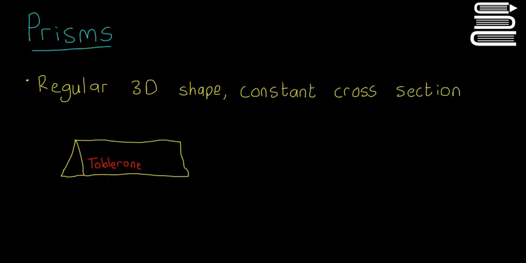For example, you will all know a Toblerone, the chocolate bar, and that's just a triangular prism. It's a triangle that you just made deeper, and the constant cross section bit means that it isn't getting bigger or smaller. It stays the same the whole way through. So that's a triangular prism. And you can do this with any shape if you like.